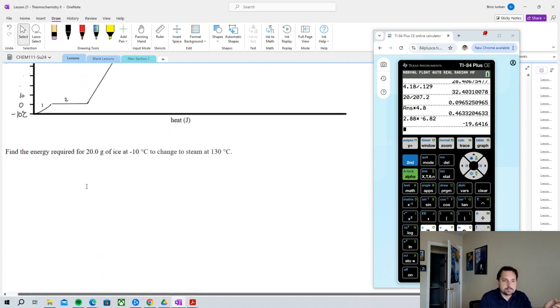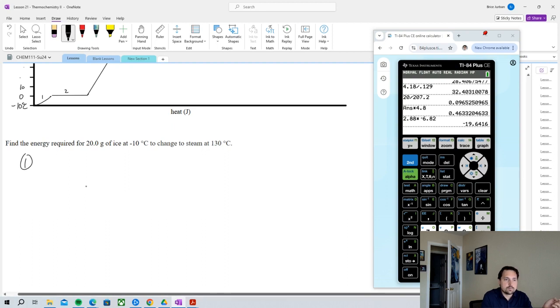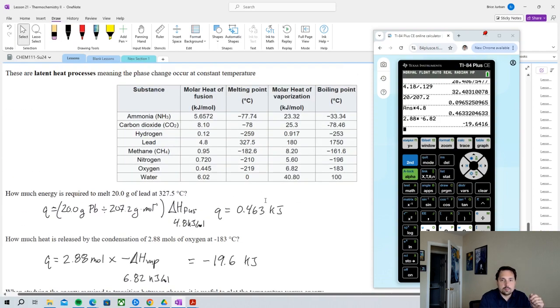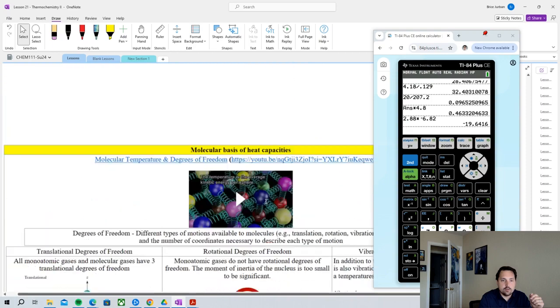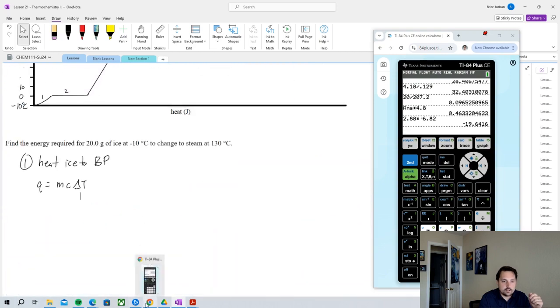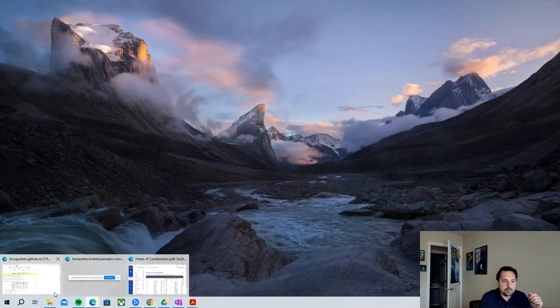Okay, so step 1, heat ice to the boiling point. So Q equals MC delta T. Now, the specific heat of ice is different than that of water. And I don't know if I have that listed here. So let me show you.